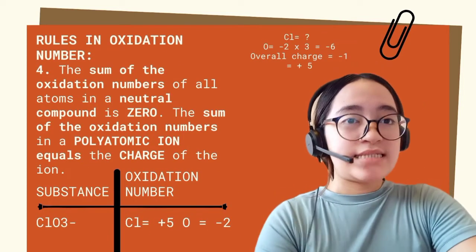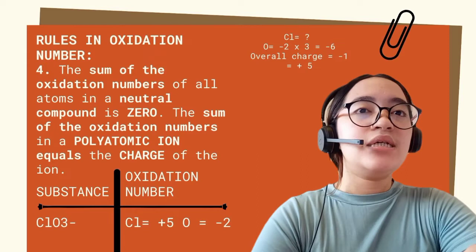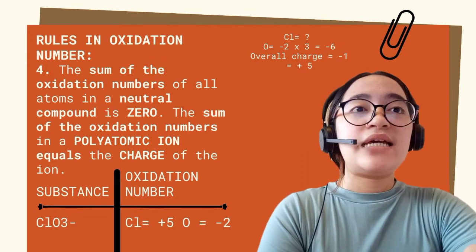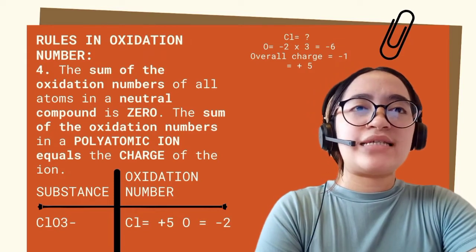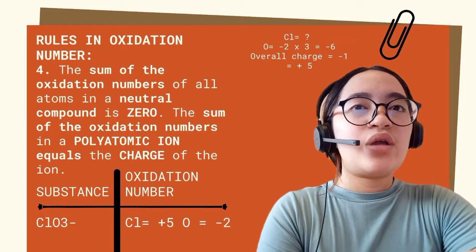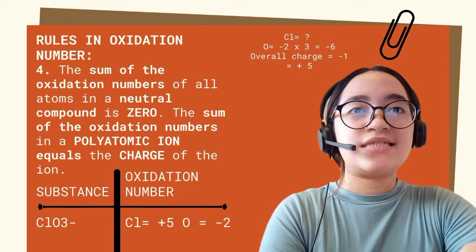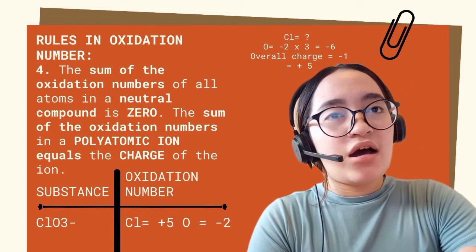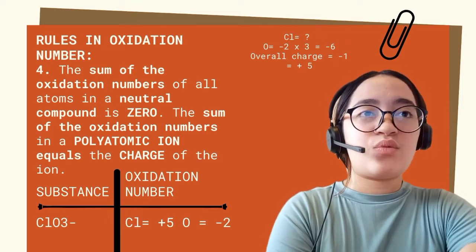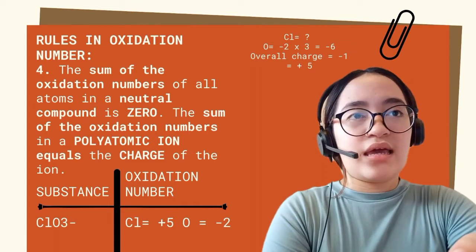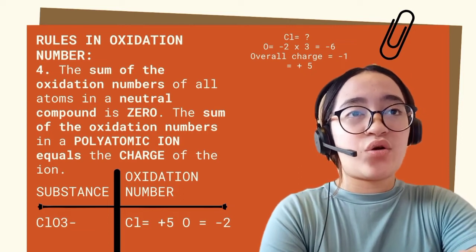For the last rule, the sum of the oxidation numbers of all atoms in a neutral compound is 0. The sum of the oxidation numbers in a polyatomic ion equals the charge of the ion. This example shows chlorate as a substance, and we are finding the chlorine's oxidation number by multiplying the charge of oxygen by the number of oxygens, which is -2 times 3 equals -6, and the overall charge is equal to -1. And we now have the oxidation number of chlorine, which is +5.